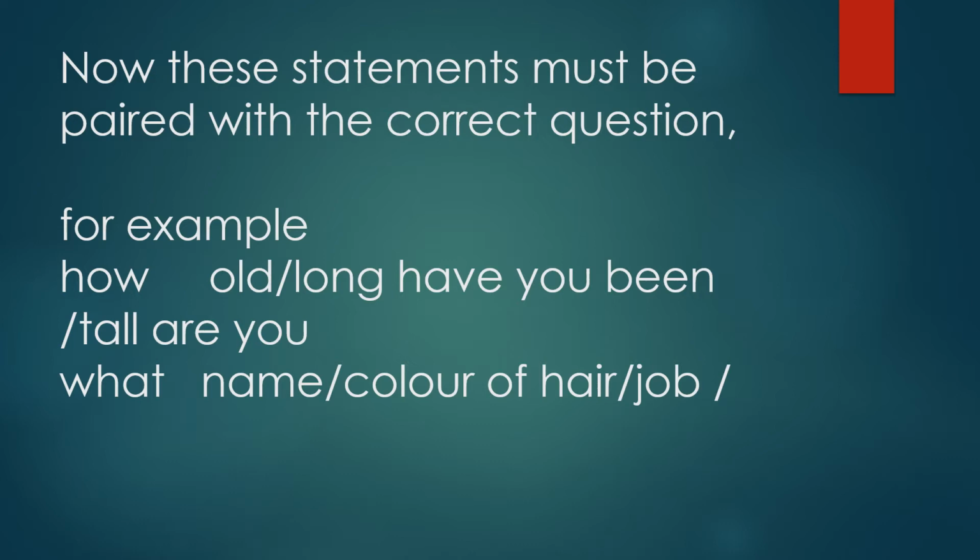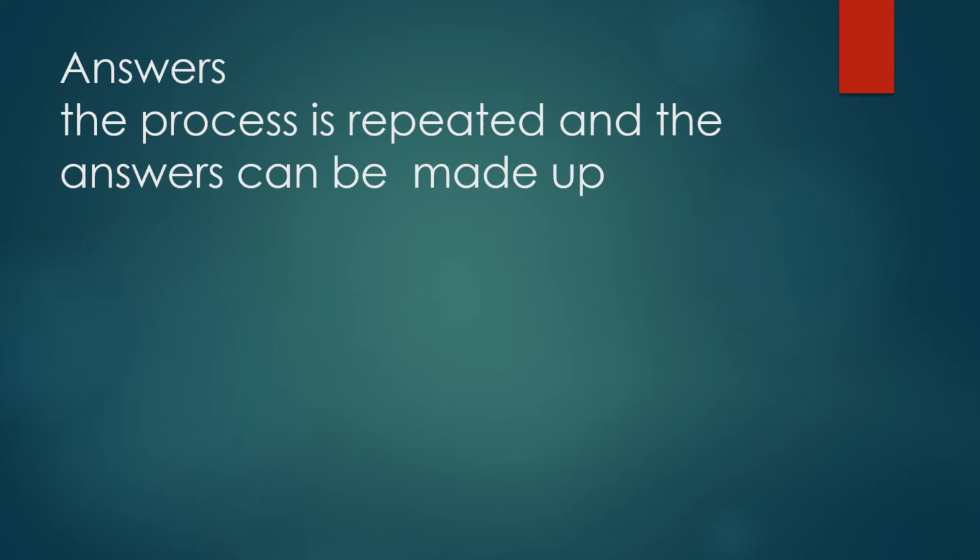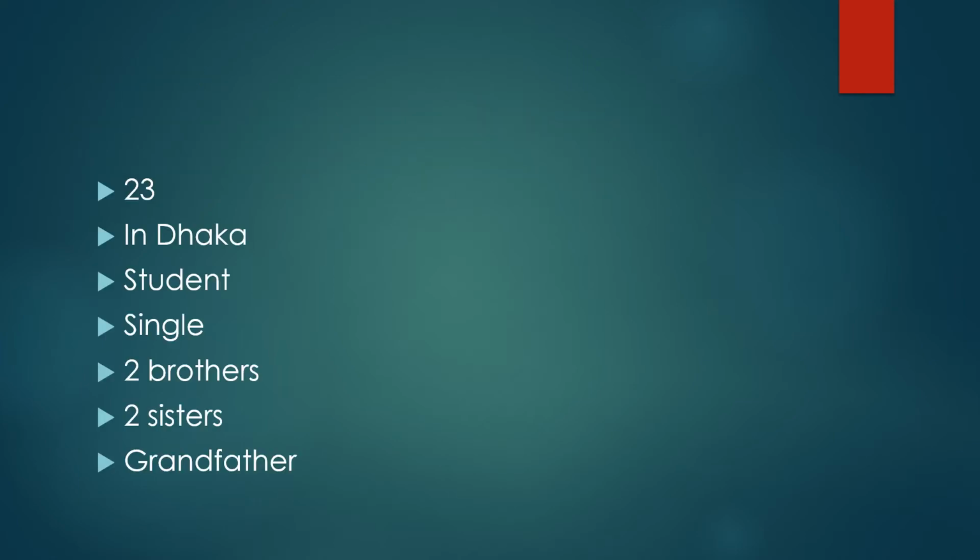So at this stage, we're just developing the questions. Now it comes to the answers. And this is where the student can be a little more creative. Having understood the question, we now need the answer. So the answers can be made up. Or you can put these answers here and get the student to allocate one of these to the right question. So for example, how old are you? Then the correct answer, I would assume, is 23. Where do you live? In Dhaka.